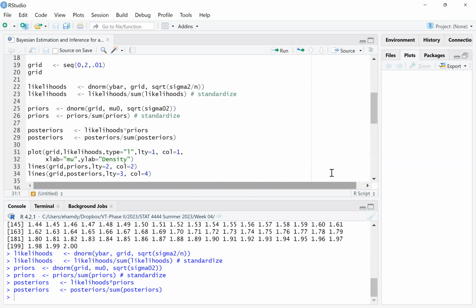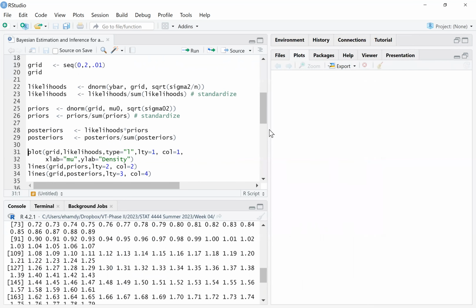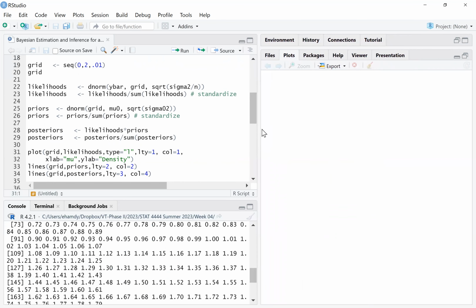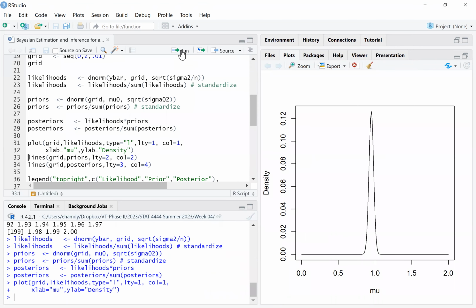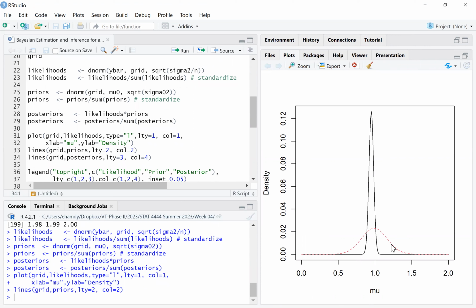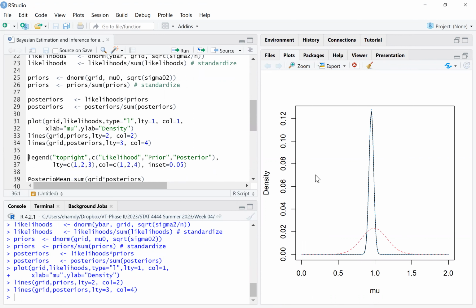this one. And then let me graph the likelihood, prior and posterior. Graph the likelihood. And then I graph the priors. This is the prior distribution. And this is the posterior, the likelihood. And then let's graph the posterior distribution.